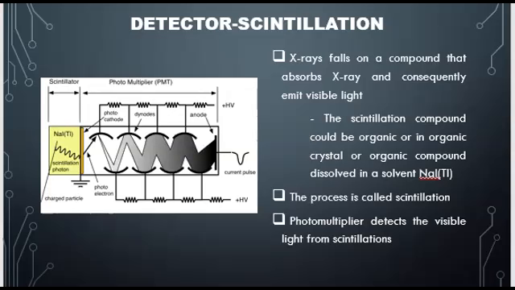A photomultiplier is used to detect the visible light from the scintillation. The photomultiplier detects photons and then produces an electrical voltage, which is the actual source used by the computer to create an output.